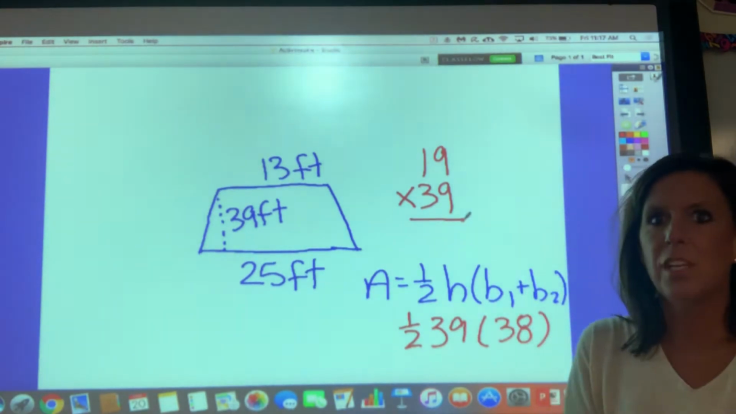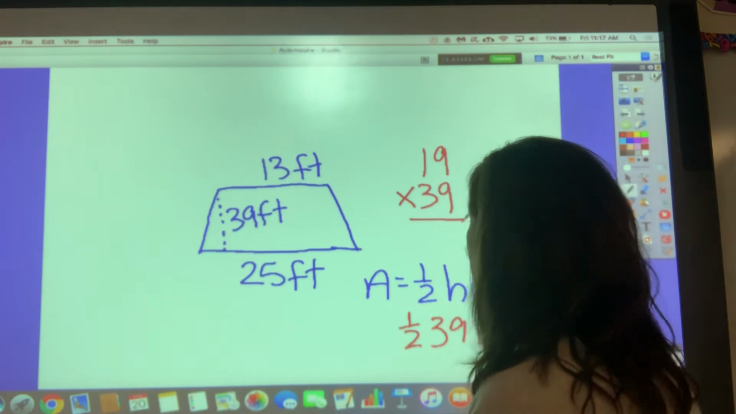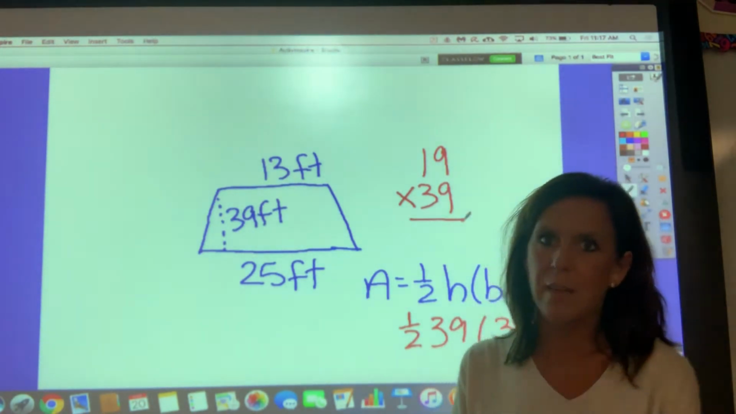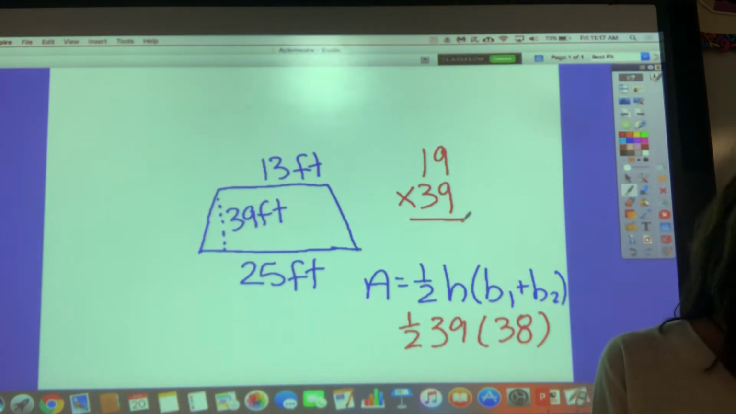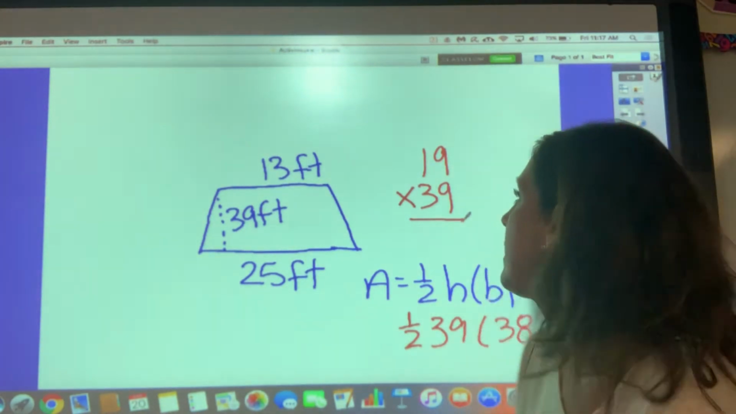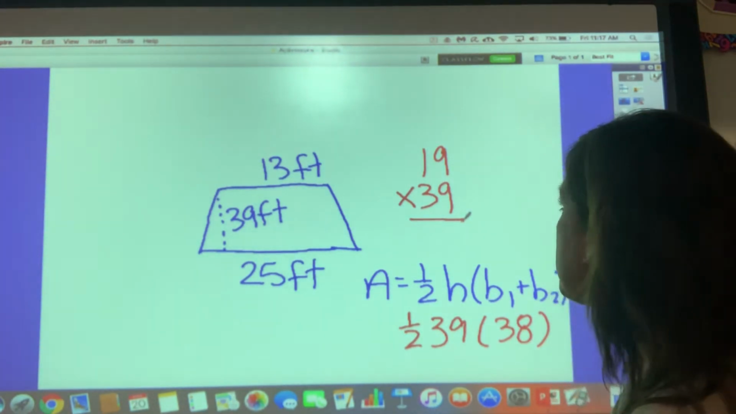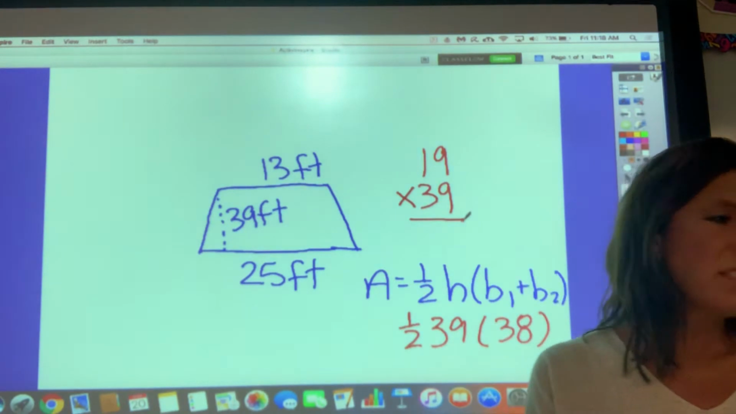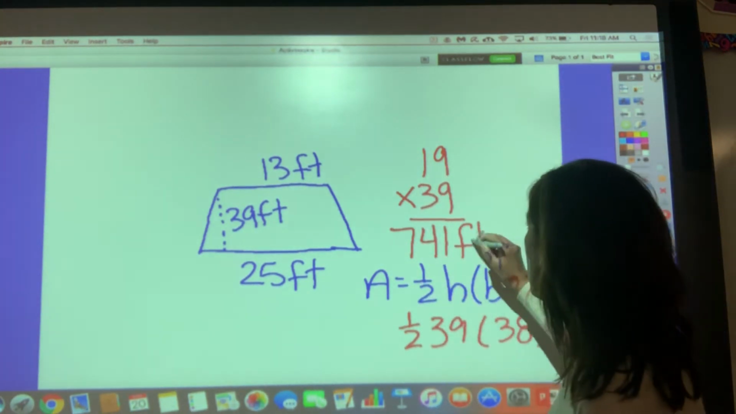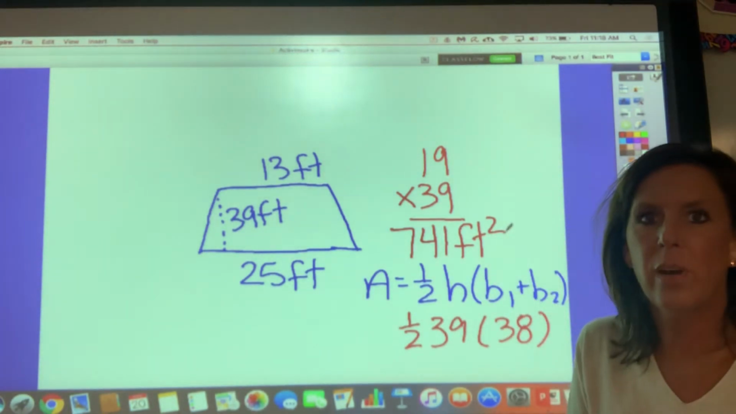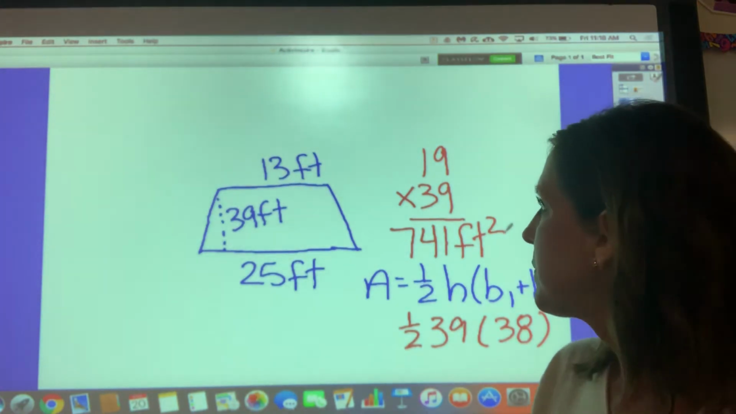So I'm gonna give you a minute to do 19 times 39, and let's see what we would get for the area of our trapezoid. So 19 times 39. Okay, and again, remember our answer is gonna be feet squared because it's area. Okay, 19 times 39. Okay, hopefully you got 741 feet squared. Okay, 741 feet squared for the area of this trapezoid.